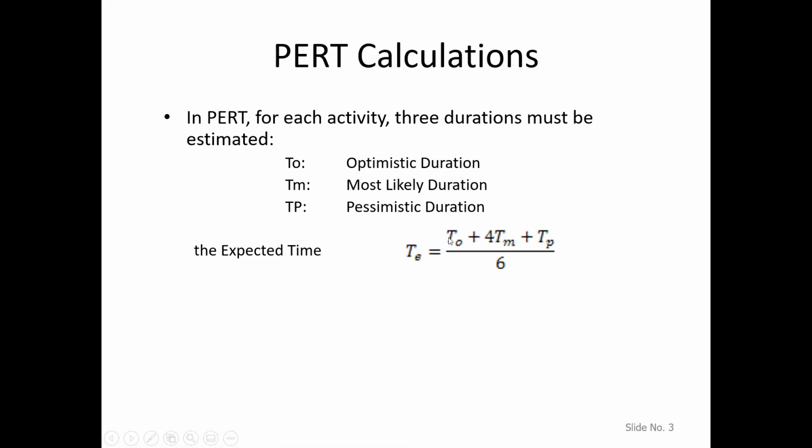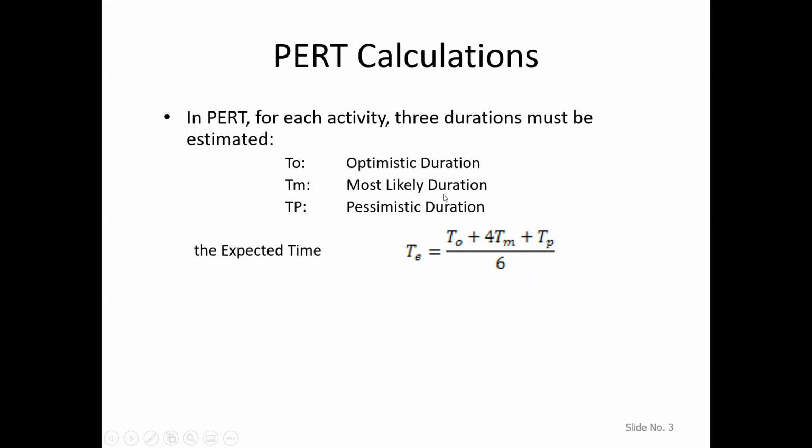TE is equal to (TO plus 4 TM plus TP) over 6. Optimistic duration is the minimum possible time for which you can complete the activity, without considering any crash cost or these kinds of things. You say, if everything goes well, then how early can I finish this activity? That will be the optimistic duration.